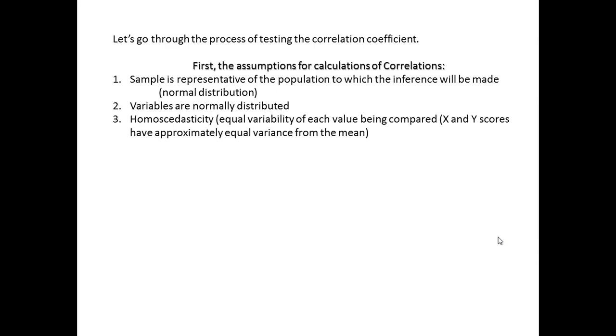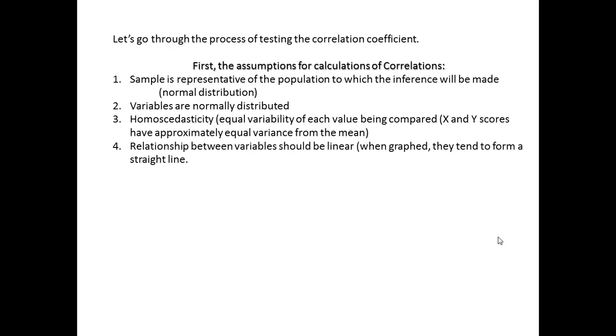Let's go through the process of testing a correlation coefficient. We must first meet the assumptions for this calculation. We must assure that the sample that we've drawn is representative to the population to which we plan to infer our results. We must also assure that our variables are of normal distribution, and we must meet the assumption of homoscedasticity. In other words, our variables for x and y must have equal variances.